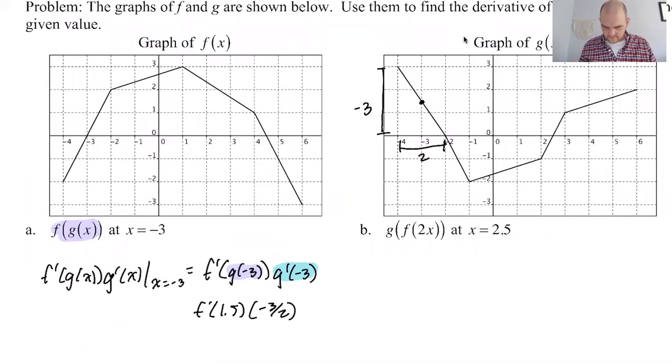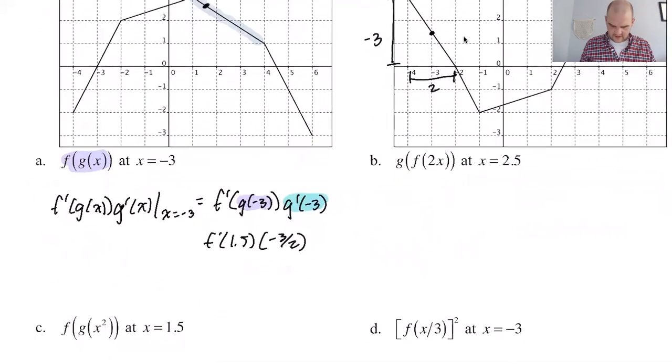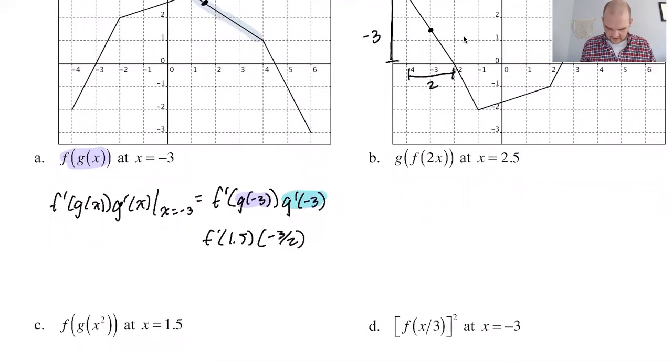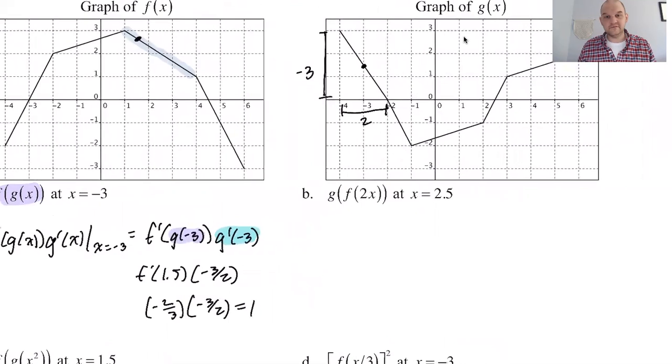Okay. Now I need f prime of 1.5. So 1.5 is maybe like here. And we're in luck because it's on a line segment, right? So I just need the slope of this, which is down 2 over 3. That's kind of interesting. So I get -2/3 times -3 halves, which is 1. So I think that the slope of f of g of x at x equals -3 is 1. I don't know, wasn't anticipating that, but that's totally fine.